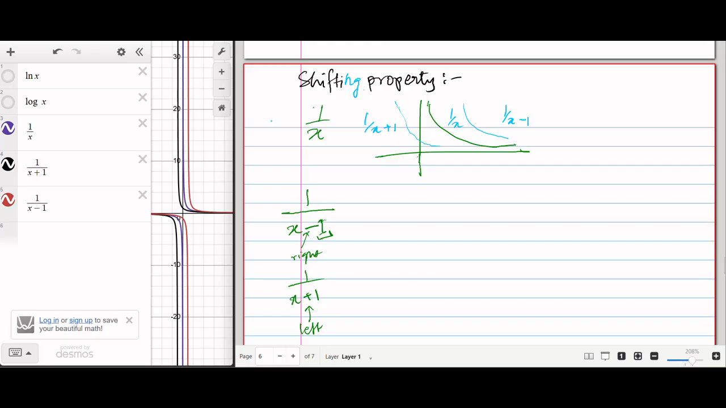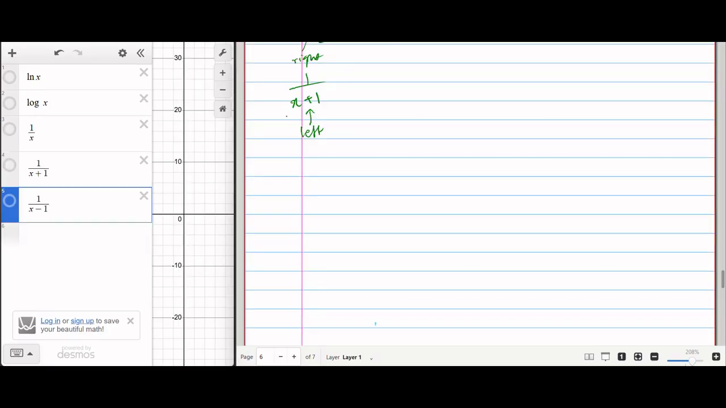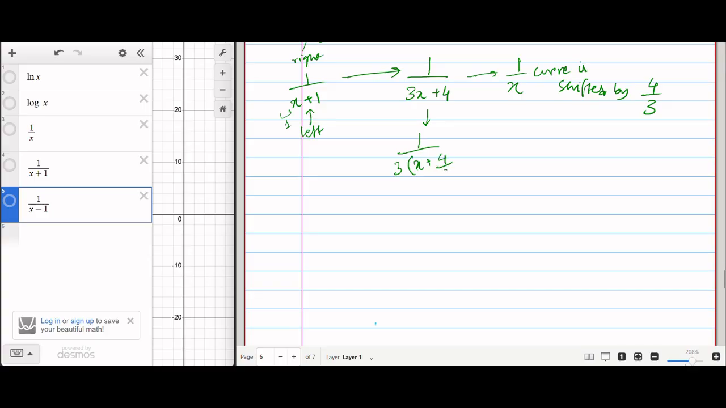Shifting. A very important thing to note here is that the coefficient of x should be 1, then only this logic works. If it's not 1, let's say 1 by 3x plus 4, then we cannot say that the 1 by x curve is shifted by 4 units. It means that the 1 by x curve is shifted by 4 by 3 units, because what we'll do is take 3 common and make the coefficient of x as 1, so we'll have to take 3 in the denominator of 4.